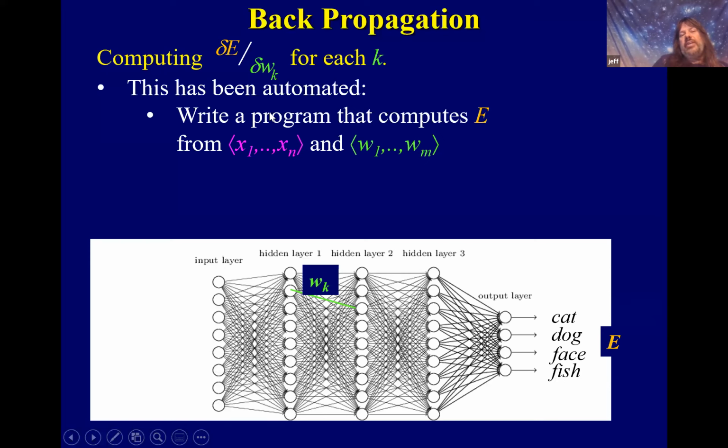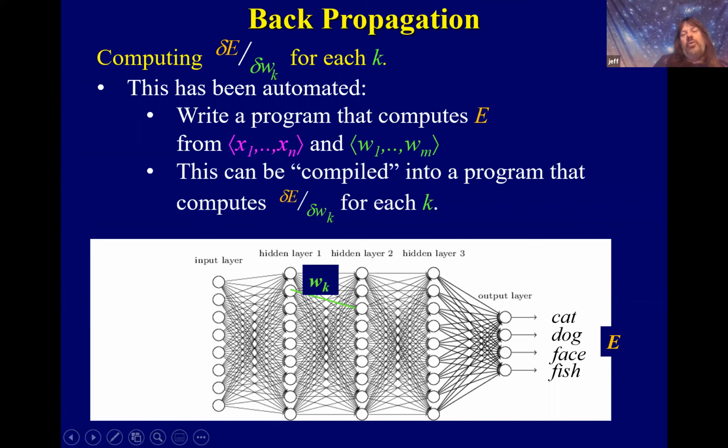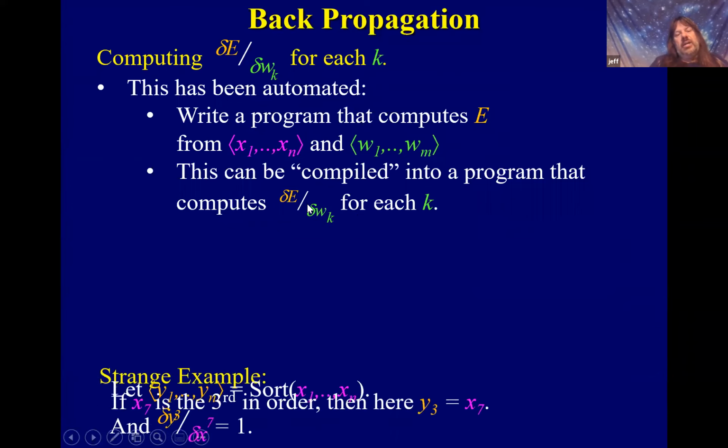So basically, you've written code which takes in the inputs x and the weights w and gives as output the error, right? And so what we need to do is differentiate: what is the derivative of E with respect to each of these weights? And somebody wrote a compiling program, just like your compiler. It takes this code as input. It outputs new code. And what does the new code do? It computes all these derivatives for you.